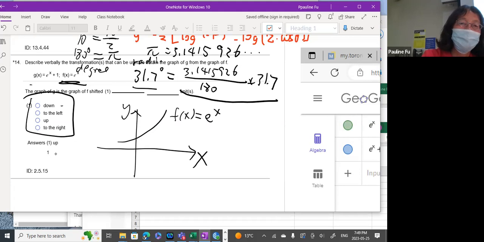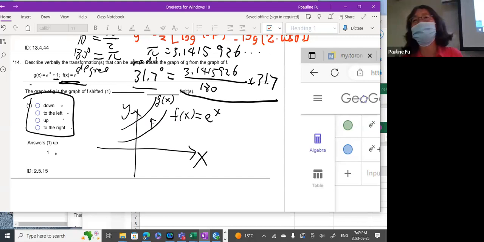So which one would you choose? Down, left, up, right? It should be up because it is plus one. You move this fx up 1 unit, you get gx. How do you shift fx to get gx? Shift to the right, shift to the left, shift down, shift up? That is the question. So the correct answer is up. Shift up. Questions?